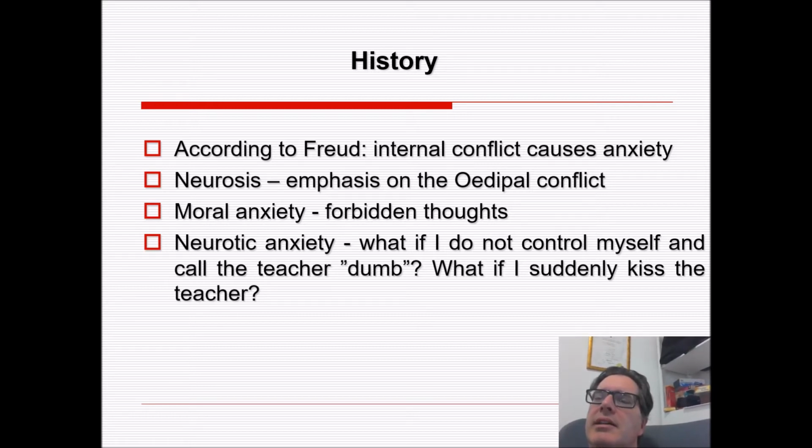And then neurotic anxiety, meaning that you will not be able to control your impulses. Maybe I'll just suddenly kiss my teacher. I won't be able to control my impulses, and everyone will see my impulses. And that's another kind of anxiety that Freud spoke about.